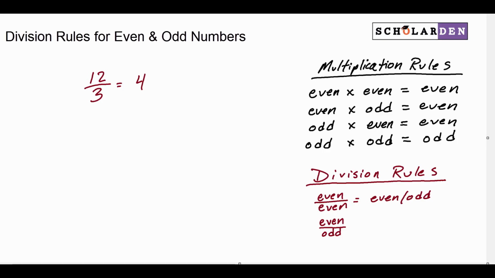Let's try 40 divided by 5. That's an even divided by an odd again, and we get an even. Let's try one more. 28 divided by 7. That's an even divided by an odd. We still get an even. So that's the rule there. You always do get an even number.